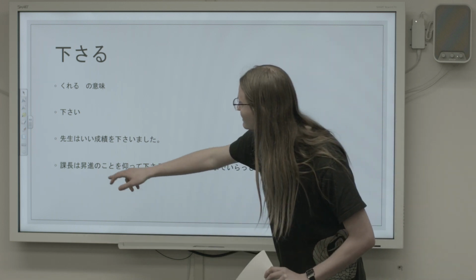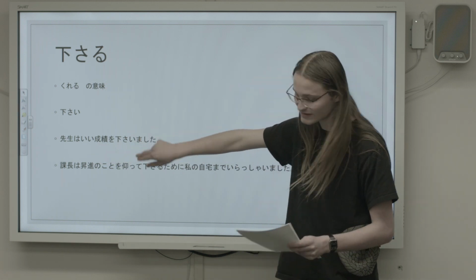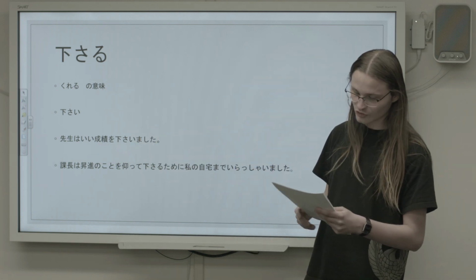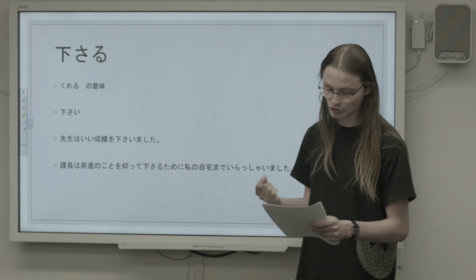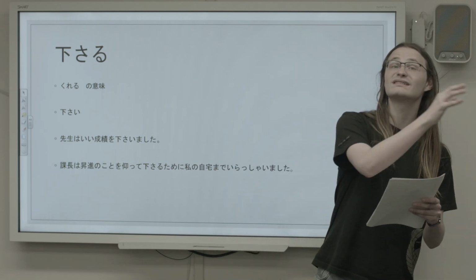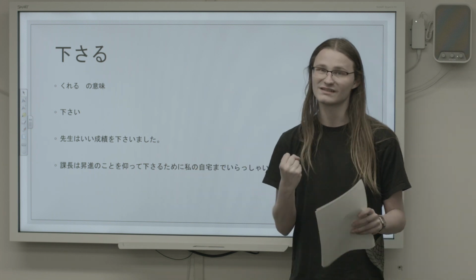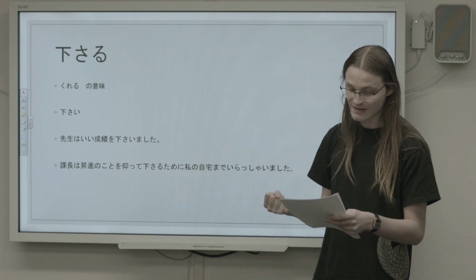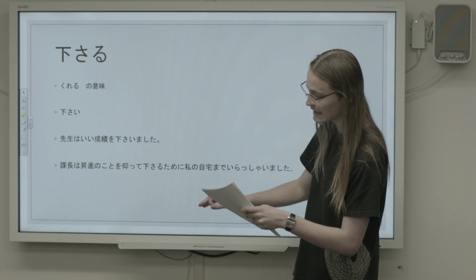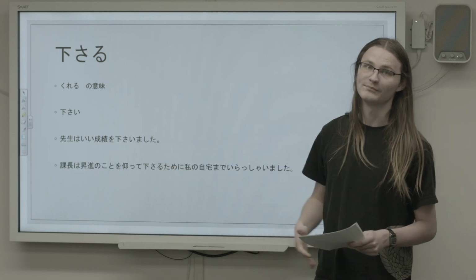So our first is going to be Sensei wa ii seiseki o kudasaimashita. So kudasaru has the same implications as kureru, meaning that whatever was kudasatta benefits the speaker in some way, and not just in the physical sense of receiving something. Therefore, this sentence is easily translatable as the teacher gave me a good grade.